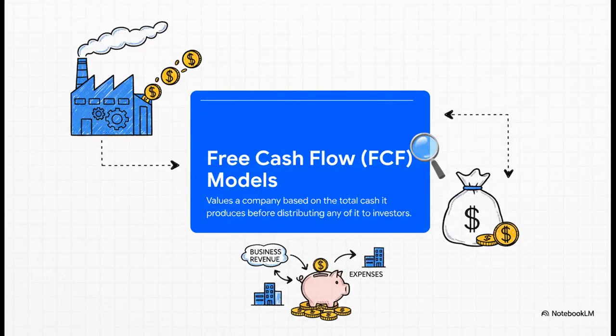Instead of asking what does the company pay out, they ask a much bigger question: how much cash does the entire business actually generate? This is the cash that's left over after all the operating expenses and all the big investments in things like new factories are paid for. It's the pure, raw cash that the business just throws off.